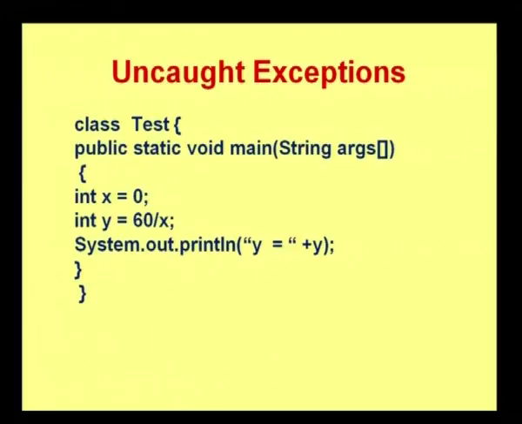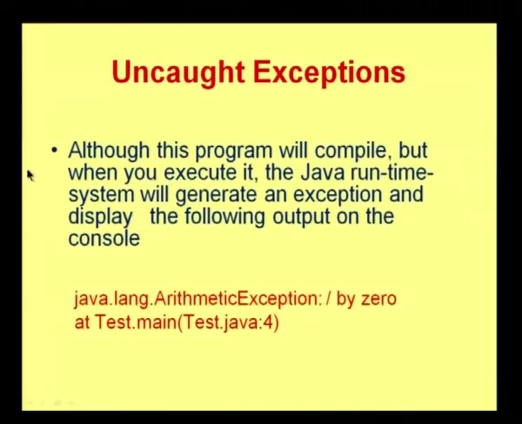So, ArithmeticException will be raised, whereas here we have not written any handling mechanism. Whenever I compile and run this, it will raise an abnormal exception and come out of my program execution. Although this program will compile, when you execute it, the Java runtime system will generate an exception and display the following output on the console. It will say java.lang.ArithmeticException: divide by 0 at Test.main, with the line number.